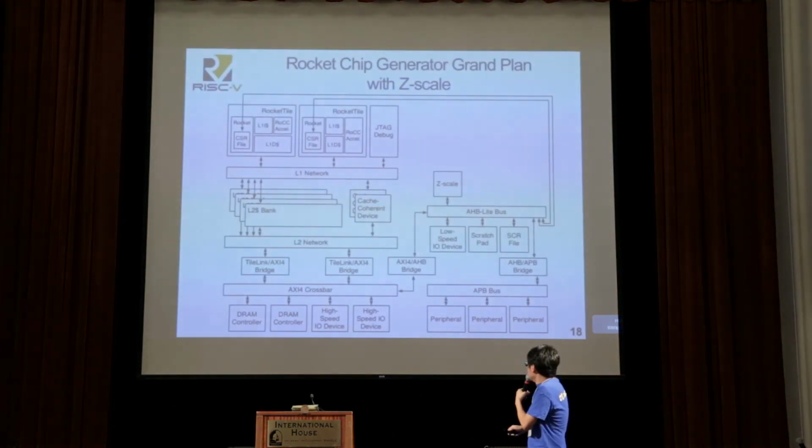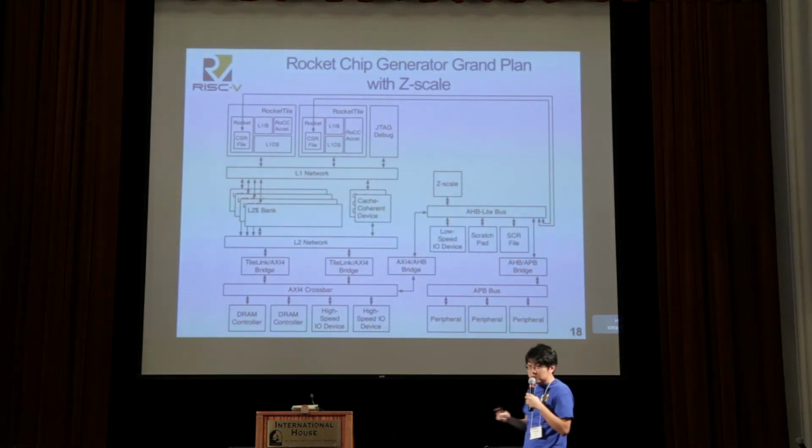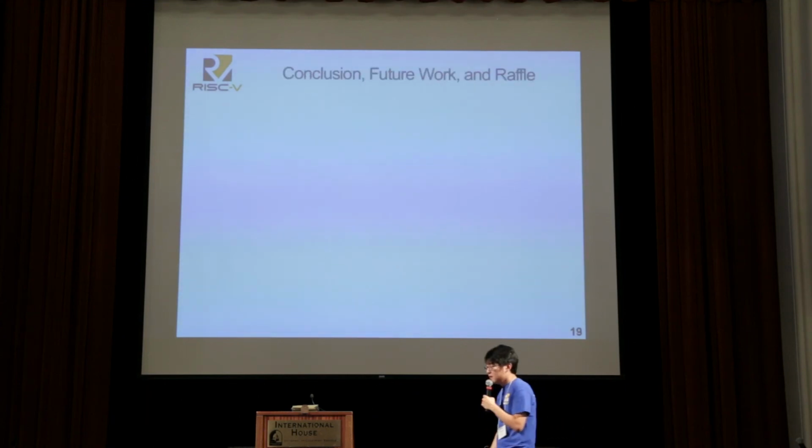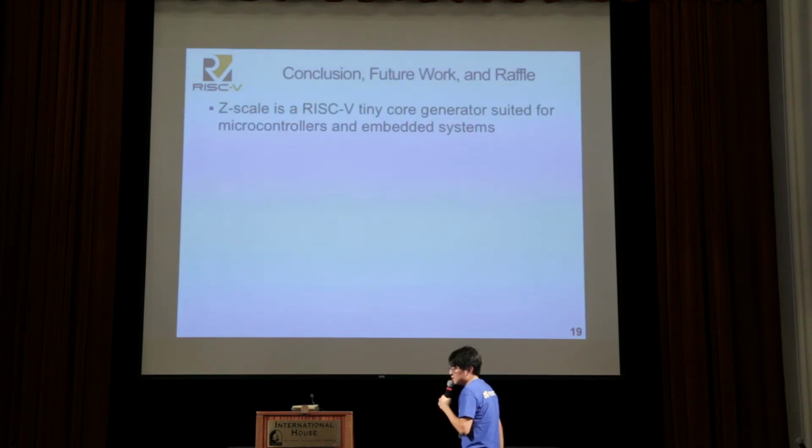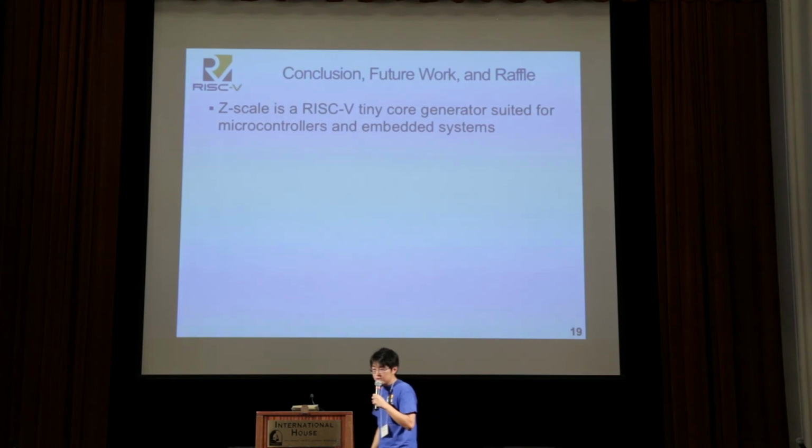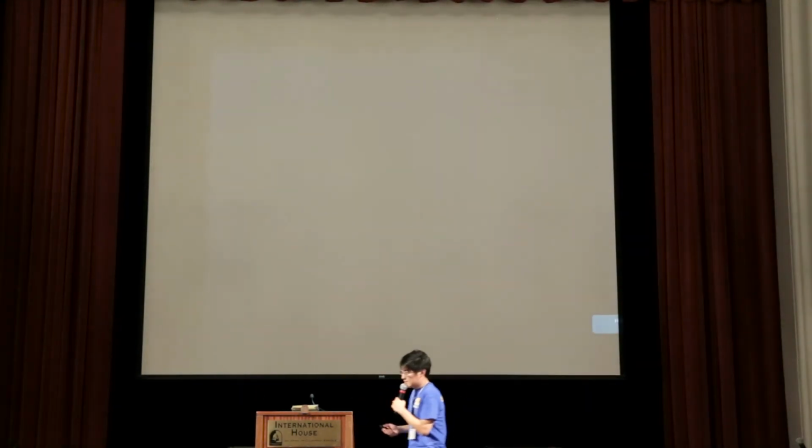Okay. So one thing that we're working on is we're going to try to have uncached loads and stores coming out of the Rocket Tile and be supported throughout the cache coherent region, just skipping all of it, and be injected into this so that the Rocket Tile could also do memory mapped I/O to the entire memory system. So that's our grand plan, and this is how Zscale will fit. All right, in conclusion, Zscale is a RISC-V tiny core generator suited for microcontrollers and embedded systems.